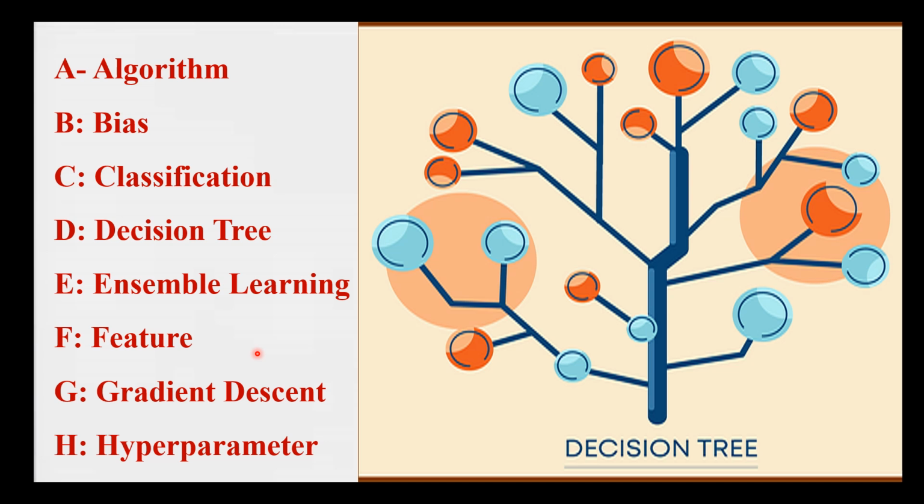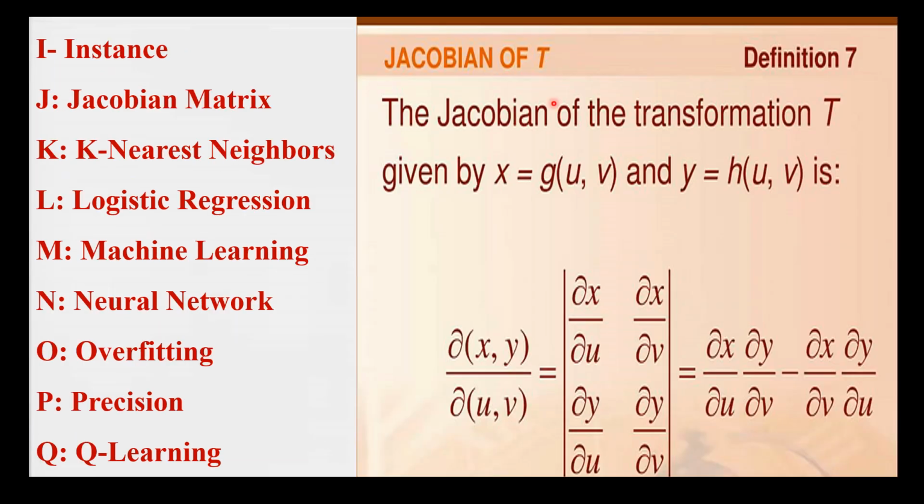H is the hyperparameter. Now hyperparameters are adjustable parameters that control how a machine learning model behaves. For example, the learning rate in gradient descent is a hyperparameter that determines how quickly the model adjusts its parameters.